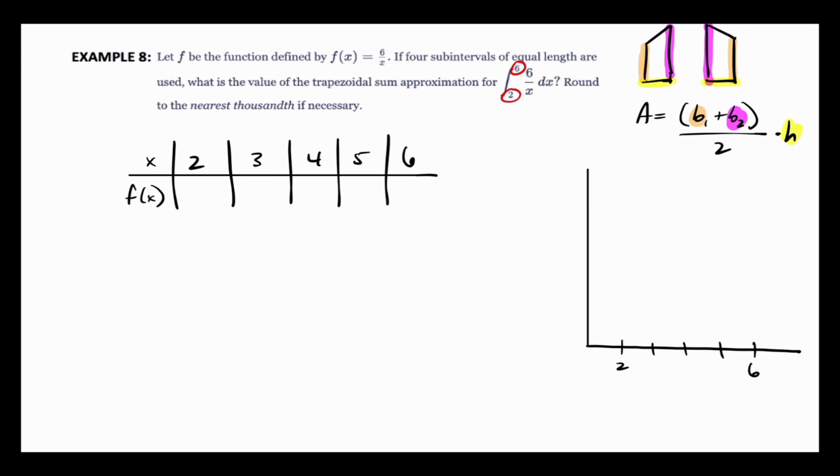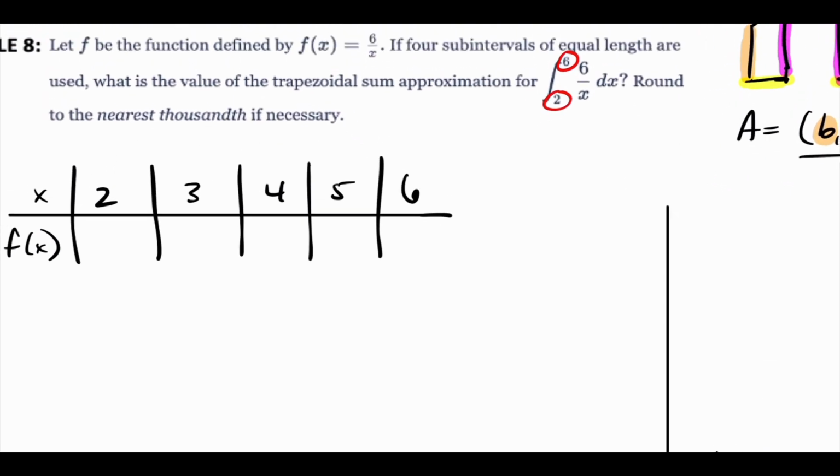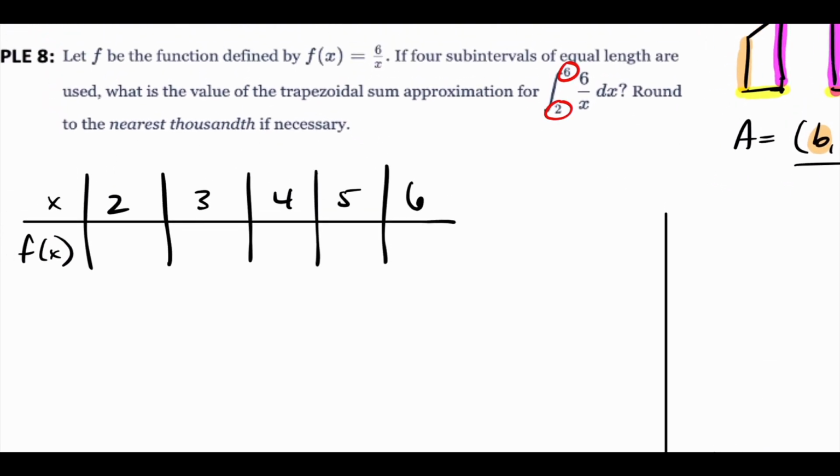Okay. So how do I figure out the height for 2? Plug it in, right? So when I plug it in, what is it going to be? 3, right? Because you're just plugging it into the bottom. So it's 6 divided by whatever x is. So this is going to be 3. When I plug in 3, it's going to be 6 divided by 3 this time, which is 2.